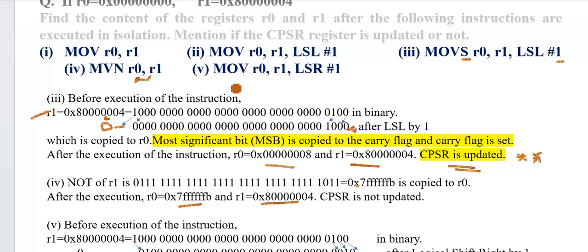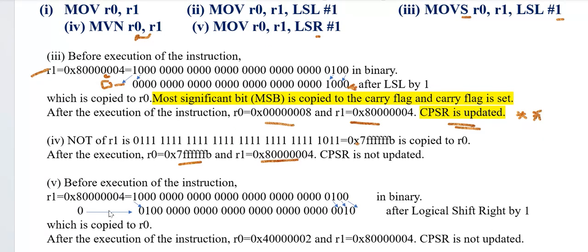So the last one is MOV R0, R1 with a logical shift. Instead of shift left side, now it is shift right side. Very important. In the previous one, logical shift left was there. So instead of shift left, now we have to shift right. Before execution, take once again R1, the original value of R1, given in the problem only. R1 is 0x80004. You write it in binary: 8 means 1000, and 0004 means 0100. This is written in the binary format.